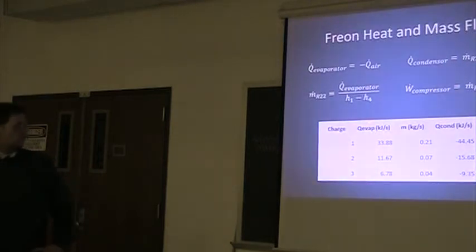At the evaporator, the rate of heat transfer away from the air is equal and opposite to the rate of heat transfer to the freon. So with this relationship, we could then take the heat transfer to the freon along with the enthalpy change of the freon across the evaporator in order to find the mass flow rate of freon in the system. We then use this mass flow rate along with the appropriate enthalpy changes to find the rate of heat flowing into the freon at the condenser as well as the work of the compressor.